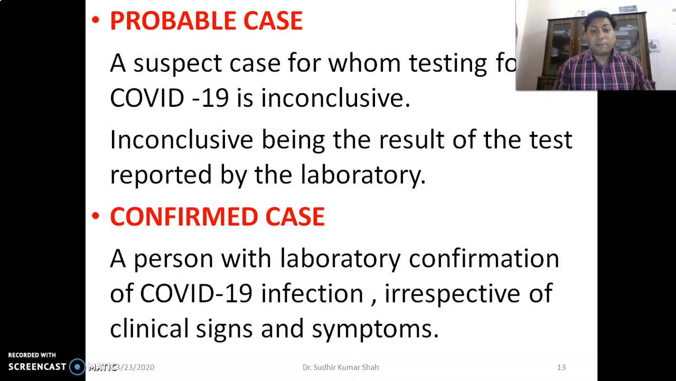Then we have the confirmed cases of COVID-19. A person with laboratory confirmation of COVID-19 infection, irrespective of clinical signs and symptoms. So these are the standard definitions given by the World Health Organization for the suspect case, the probable case, and the confirmed case for global surveillance of COVID-19.